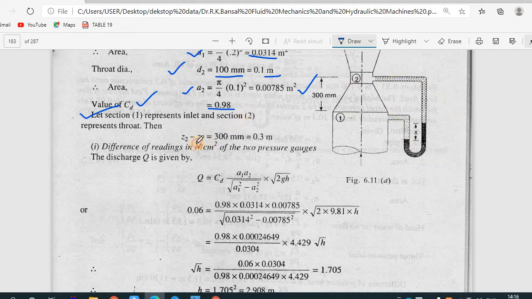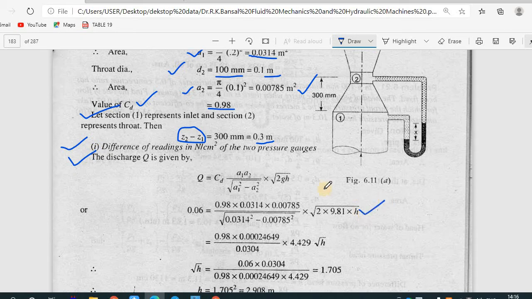So Z2 minus Z1, that has been given because the difference of elevation is given between the points 1 and 2, which is 300 mm. In terms of meter, it will be 0.3 meter. Now the difference of reading in Newton per centimeter for two pressure gauges. So discharge, we will use the discharge formula.